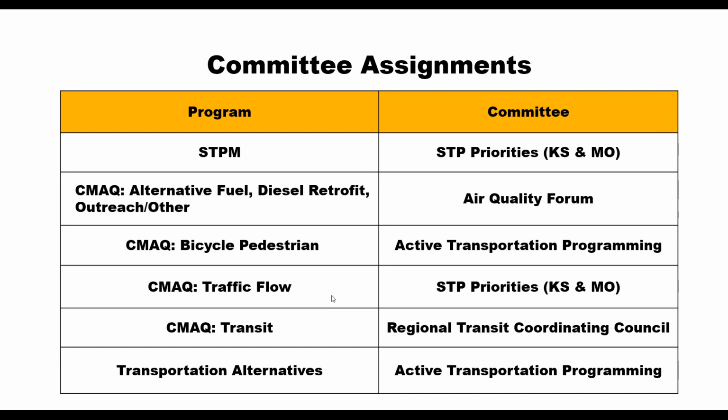I also did want to touch on the committee assignments that will be programming these dollars. So STP is handled by our Kansas and Missouri STP priorities committees. CMAQ gets divided because of the different pots of funding. CMAQ gets divided amongst a handful of committees. So the alternative fuel, diesel retrofit, and outreach and other categories of CMAQ are handled by Air Quality Forum. Bicycle pedestrian applications for CMAQ are handled by our Active Transportation Programming Committee. Traffic flow by those STP priorities committees again, and the transit component of CMAQ is programmed through our Regional Transit Coordinating Council. We also do have transportation alternatives funds, and those are funded through our Active Transportation Programming Committee.